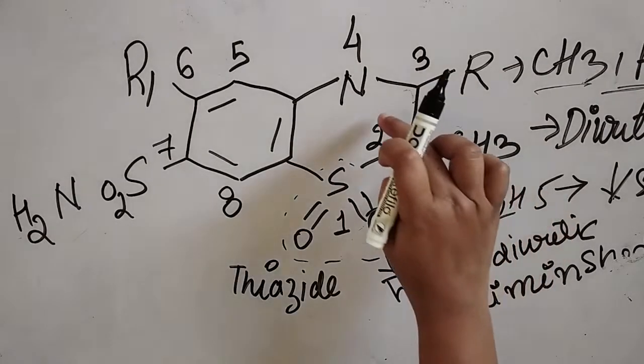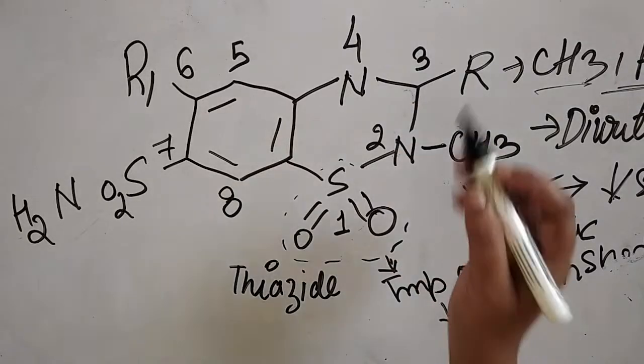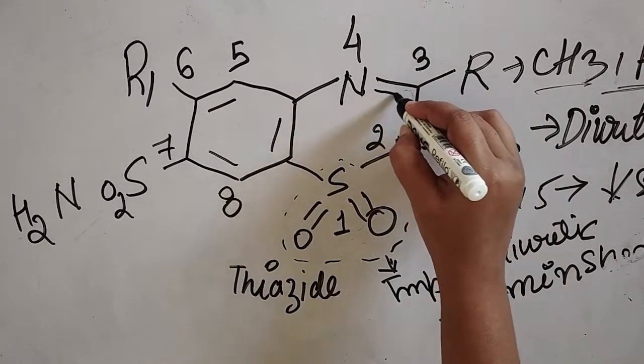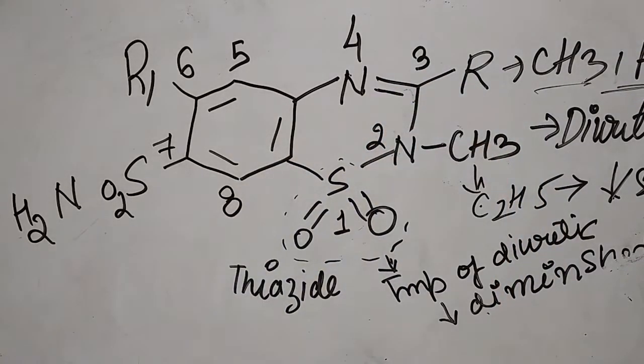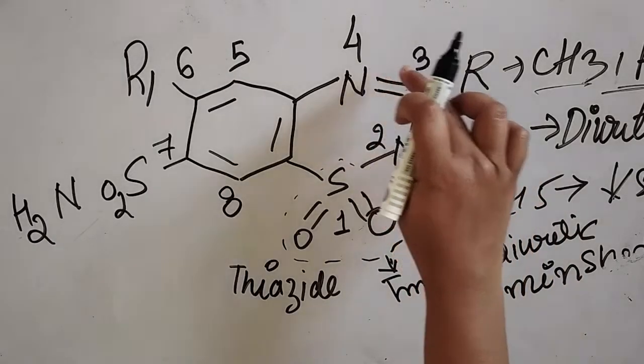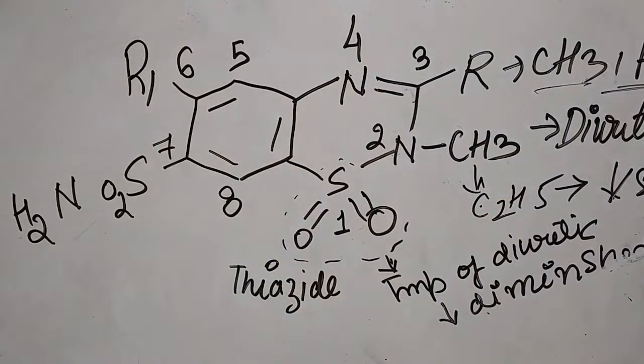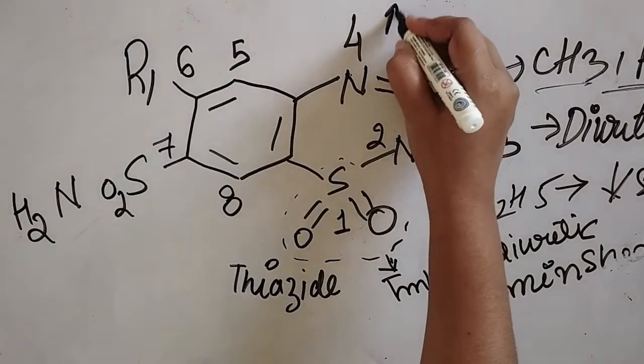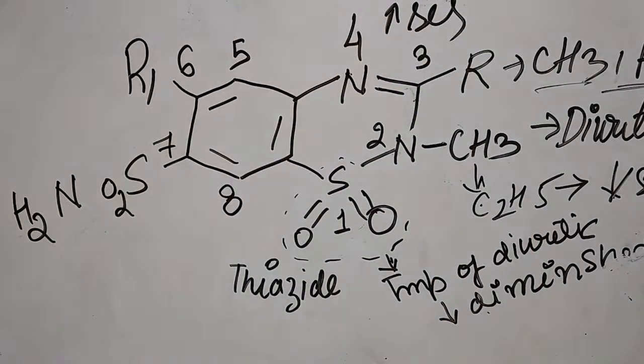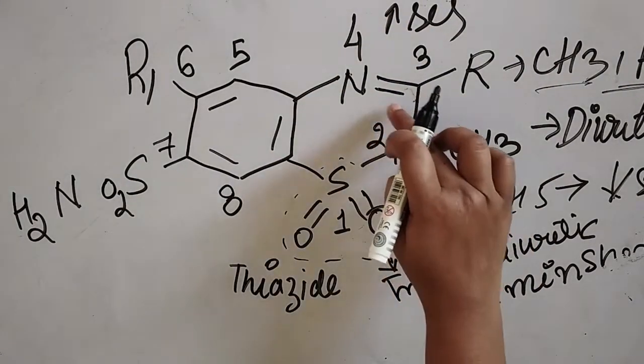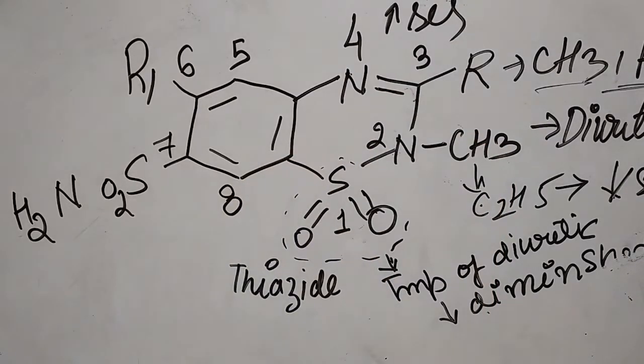Now next, the position between 3 and 4. If a double bond forms here, or saturation takes place, meaning if the double bond occurs between position 3 and 4, the diuretic activity increases. So if the double bond is introduced between the third and fourth position, the diuretic activity will increase.